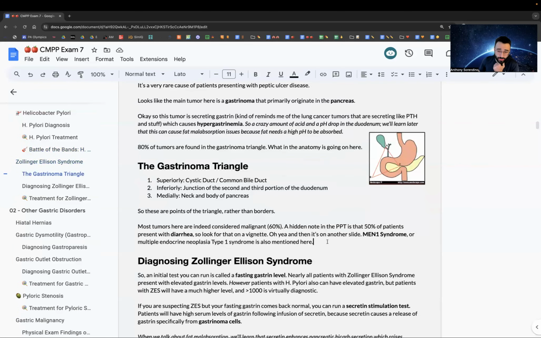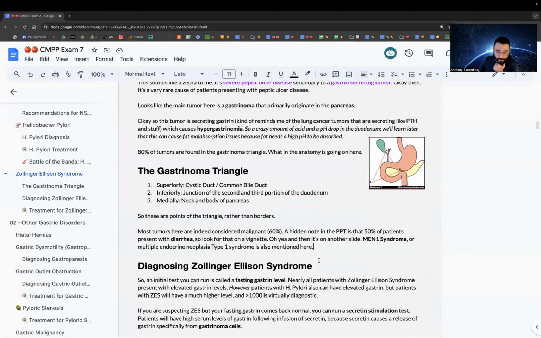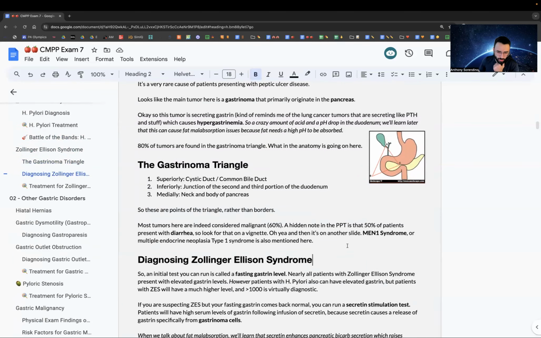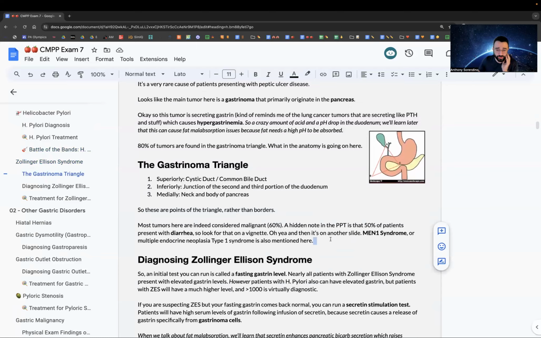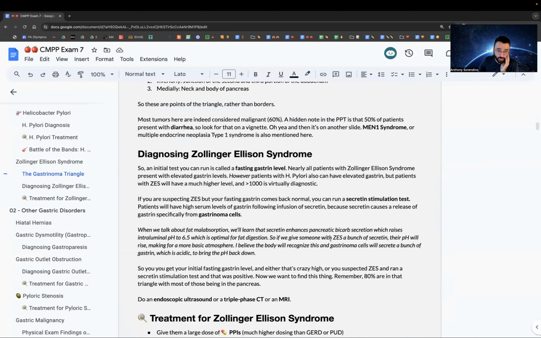This was a hidden note in the PowerPoint, but it said that 50% of patients present with diarrhea. So you could potentially look for that on a vignette that's pointing you towards Zollinger-Ellison. It looks like that was on another slide as well, so just remember diarrhea for that. There's also something called MEN1 syndrome, or multiple endocrine neoplasia type 1 syndrome, that has to do with this. So MEN1, Zollinger-Ellison. So how do we diagnose this?